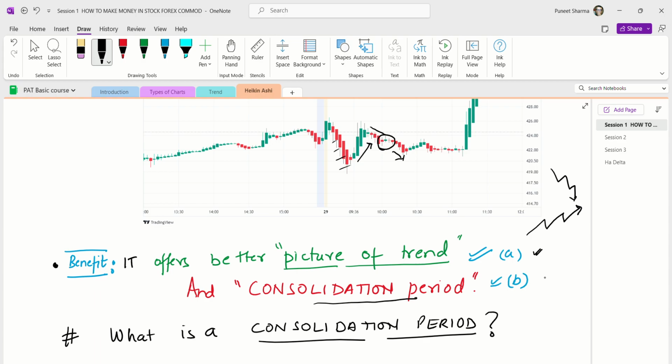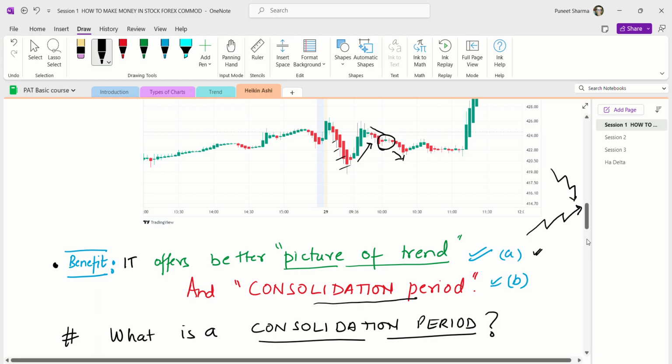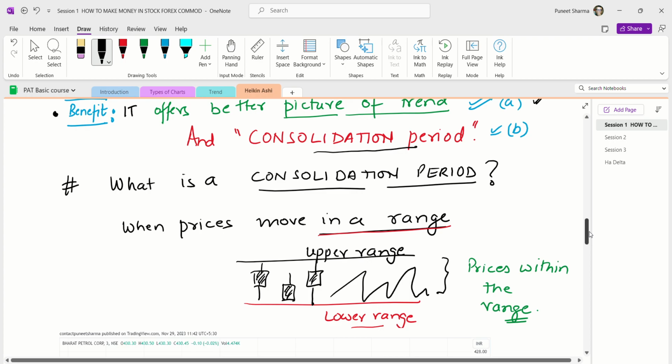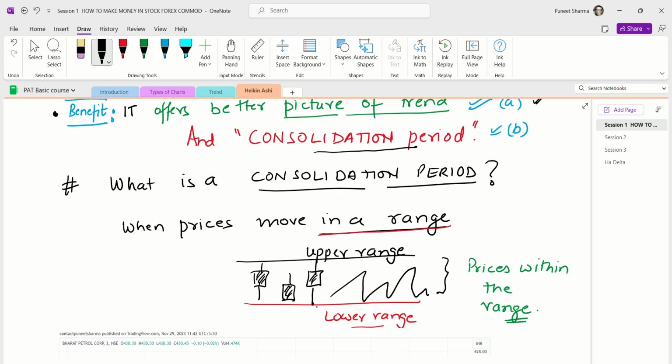And these two decisions can be very pictorially, very simply shown through a Heikin Ashi chart. So before we move into how a trend looks like in a Heikin Ashi chart, let us understand what a consolidation period is. A consolidation period is a period when the prices move in a range. When the prices move in a range, that means they are not trending. They are not going up. They are not coming down. They are just hovering between the two boundaries.